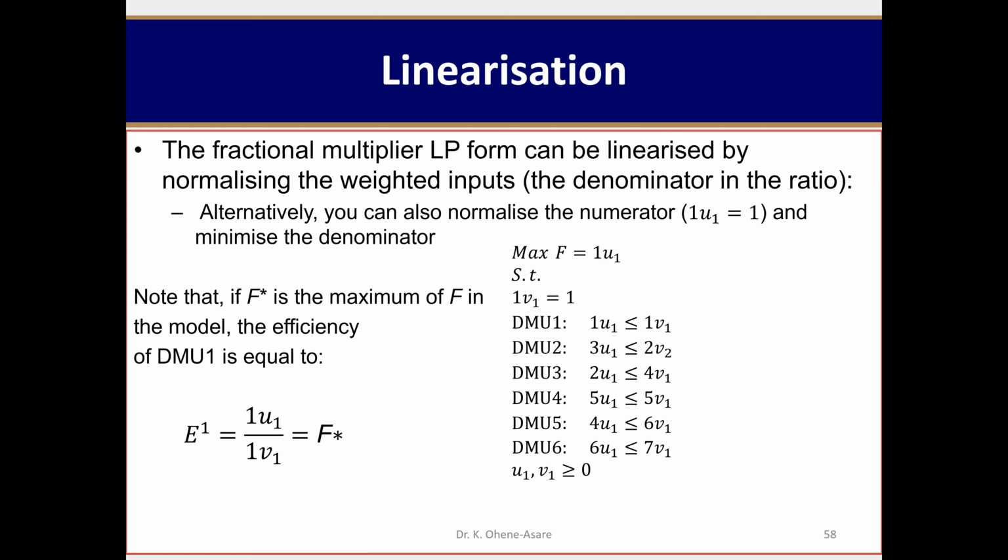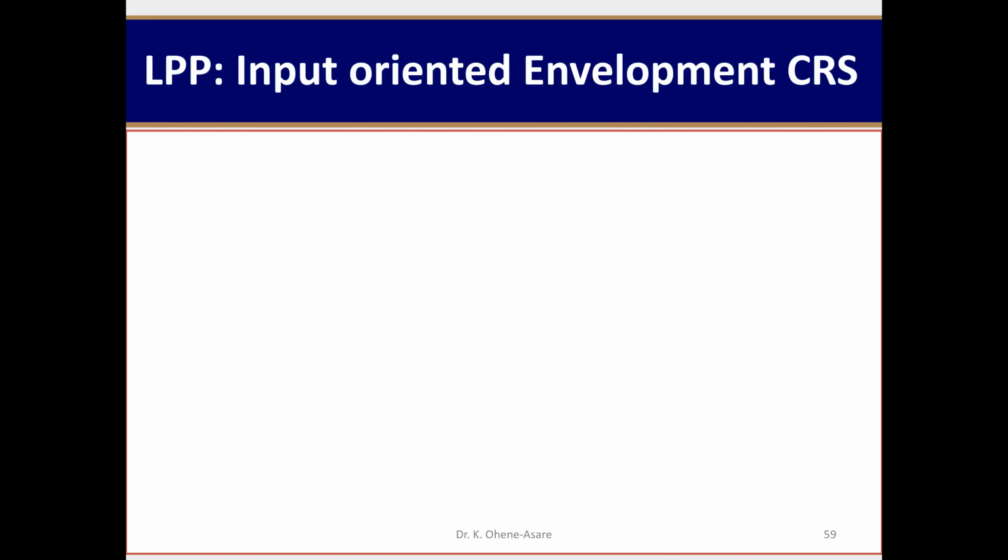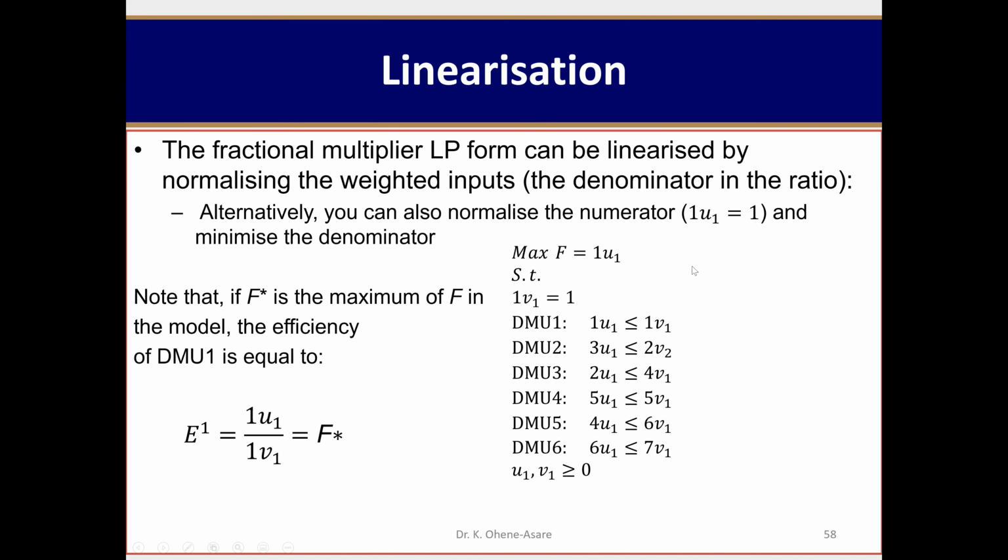All right. Now, the next thing is to write the envelopment version of this multiplier. And like I said, in any linear programming problem, we have a primal and we have a dual. Okay, so this is the dual and we are going to get a primal.